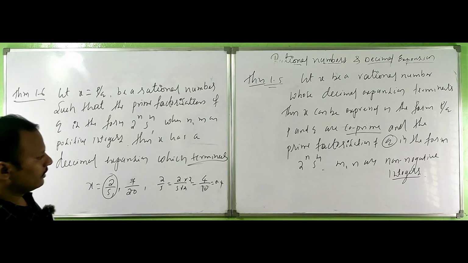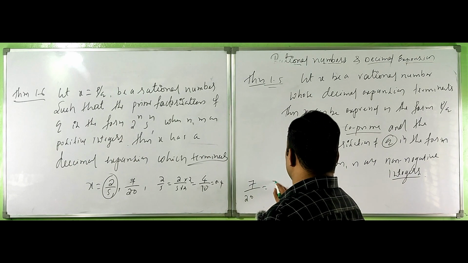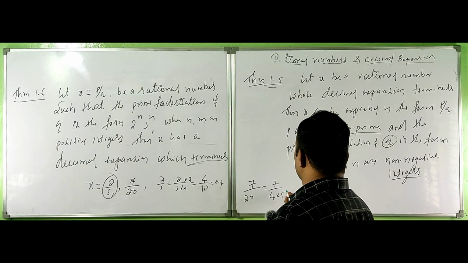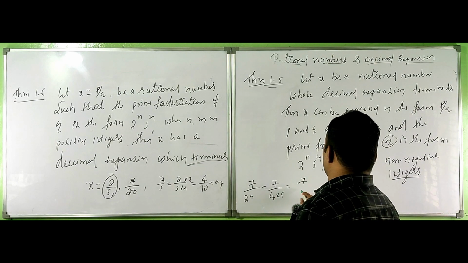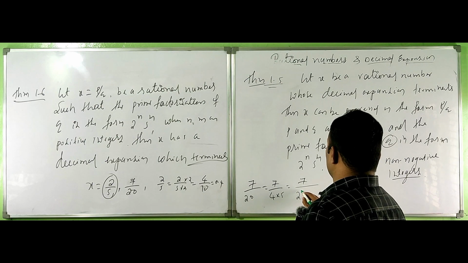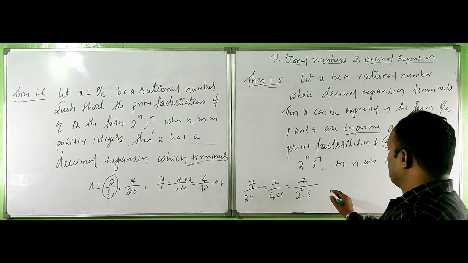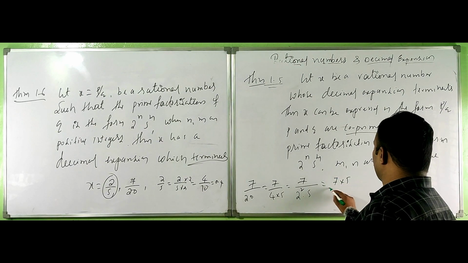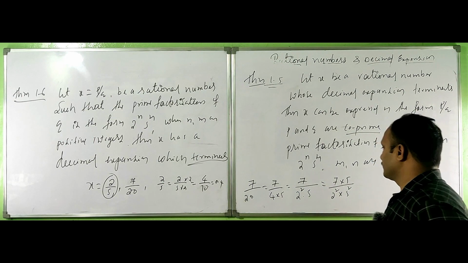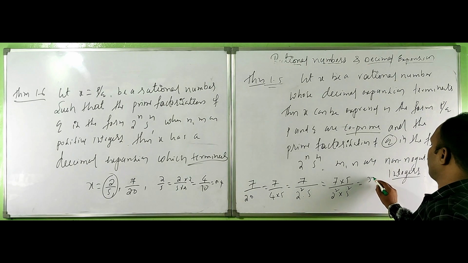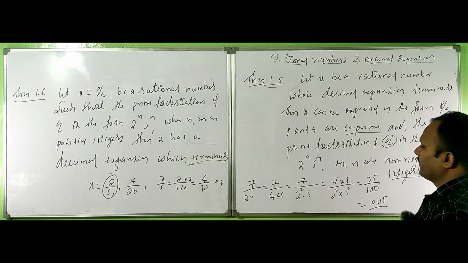Similarly for 7 by 20, we have 7 by 4 into 5, that is 7 by 2 squared into 5. Can I write this as 7 into 5 by 2 squared into 5 to the power 2? This becomes 35 by 100. This becomes 0.35. Very important.